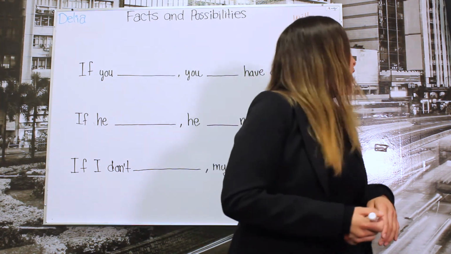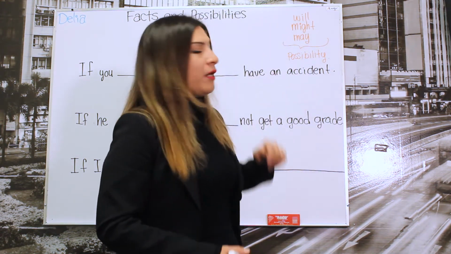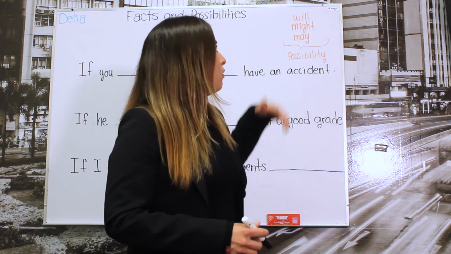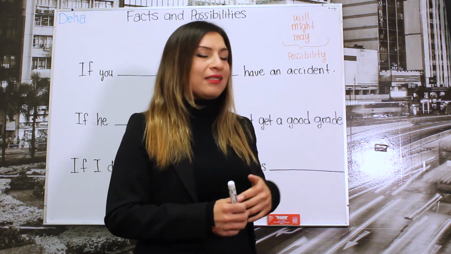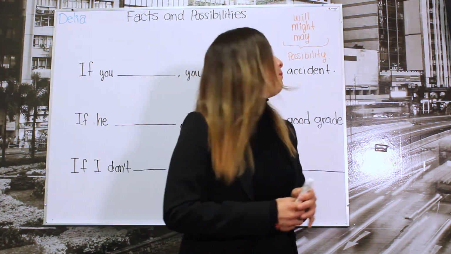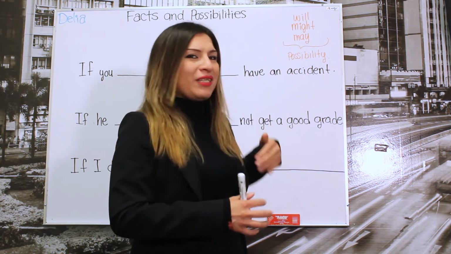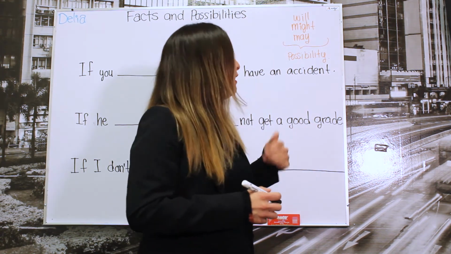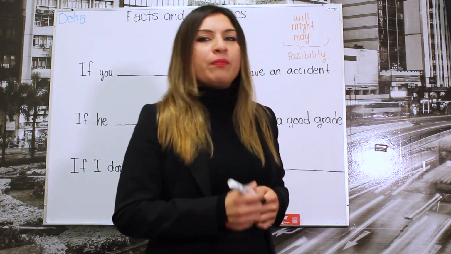In this case, my helpers are will, might, and may. Will represents the strongest possibility, or something that has a high possibility to happen. Then we have might and may. May represents medium possibility and might is remote possibility. Let's see some examples here.